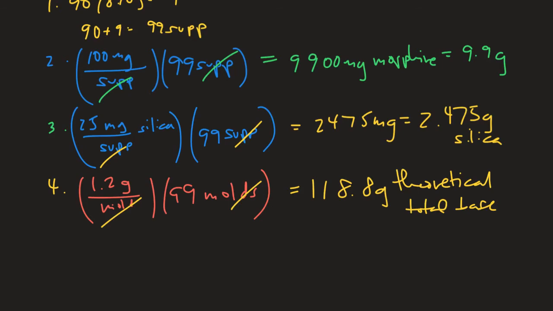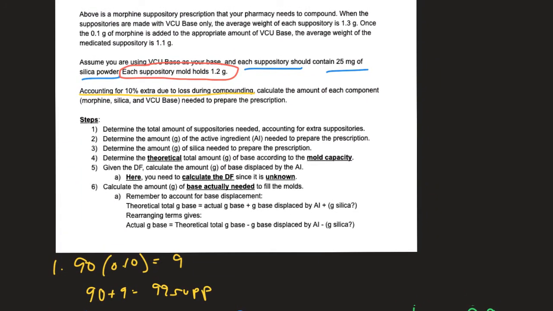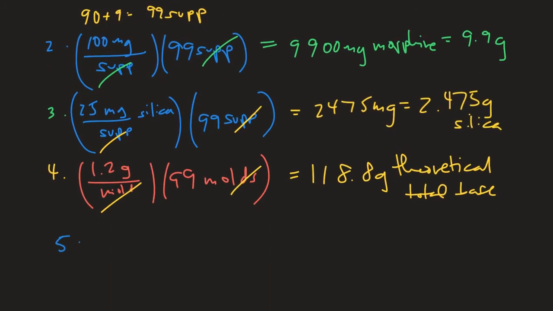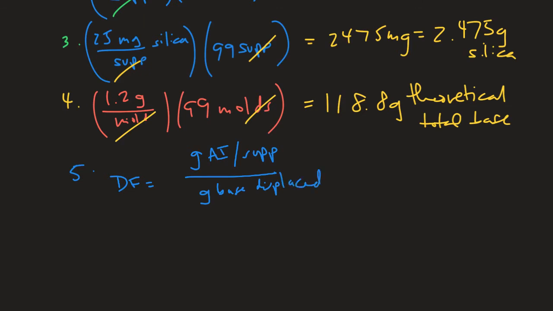So step 5, given the density factor, we're going to calculate the amount of base displaced by the AI. However, here we need to calculate the density factor since it's unknown. So as I said earlier, we know density factor is grams of AI per suppository divided by grams of base displaced. So how do we figure out the amount of grams of base displaced?